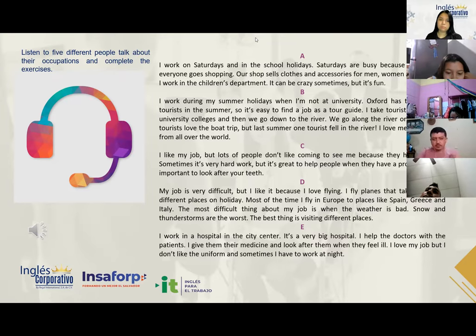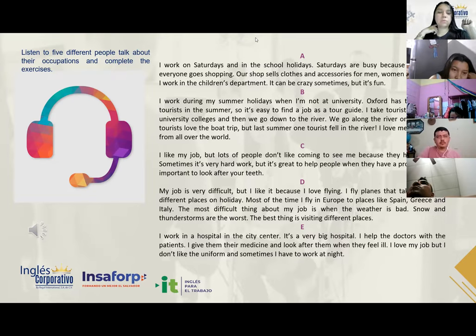My job is difficult, but I like it because I love flying. I fly planes that take people to different places on holiday. Most of the time, I fly in Europe to places like Spain, Greece, and Italy. The most difficult thing about my job is when the weather is bad. Snow and thunderstorm are the worst. The best thing is visiting different places.